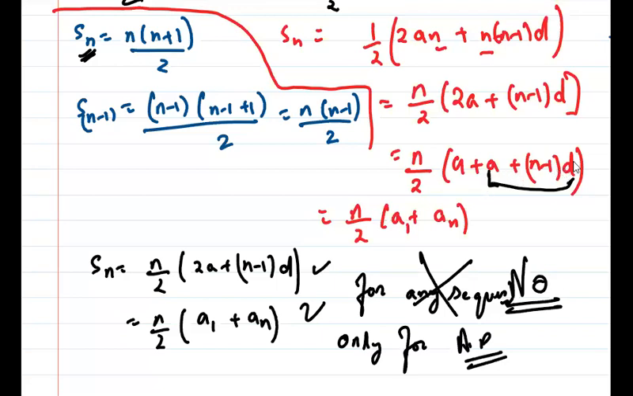Prahlad, a plus n minus 1 into d, what is this? This is an, right? This is an only. It is just the way to write a plus n minus 1 into d, which is the a and nth term only. Got it? Prahlad, got this? Tell me, everyone, tell me. Clear? Okay.